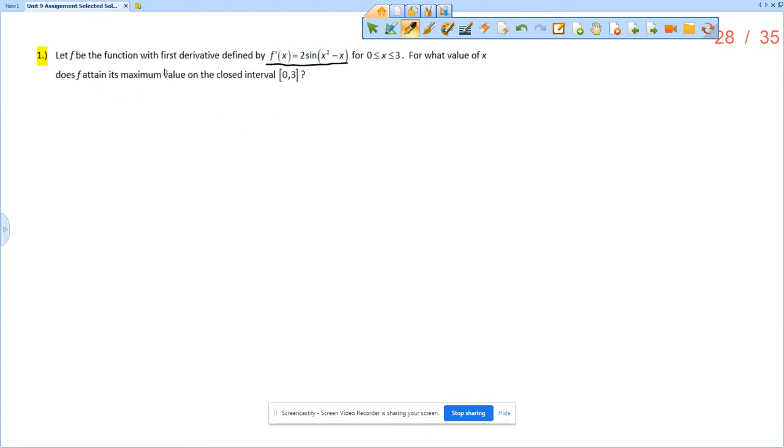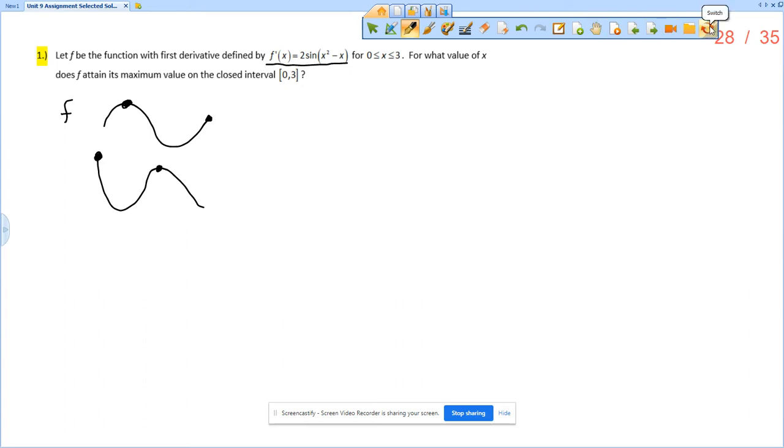Remember, if we're thinking about a graph of f, let's say something like this, the maximum could occur at a local maximum, or it could occur at an endpoint where the derivative is positive leading up to it. Or if we had a graph that went like this, it could be at an endpoint where the derivative is negative after it, or at a local max. So what we want to do is get a graph of this f prime.